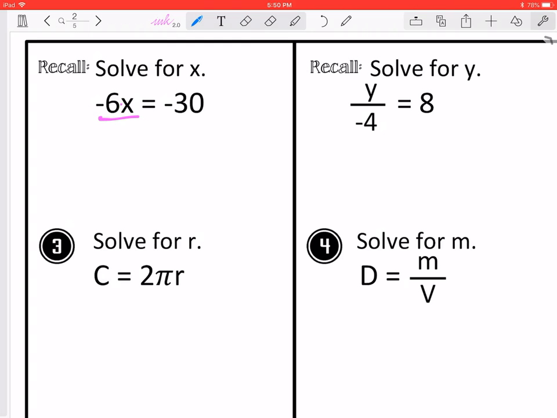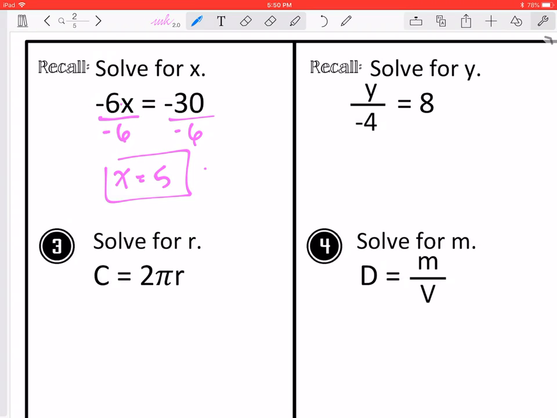So the inverse operation of multiplication, I want to look at what's going to make that coefficient with x, or that number with x, 1. I'm going to divide it by -6. So I'm going to divide both sides by -6. That's going to give me x is equal to 5.